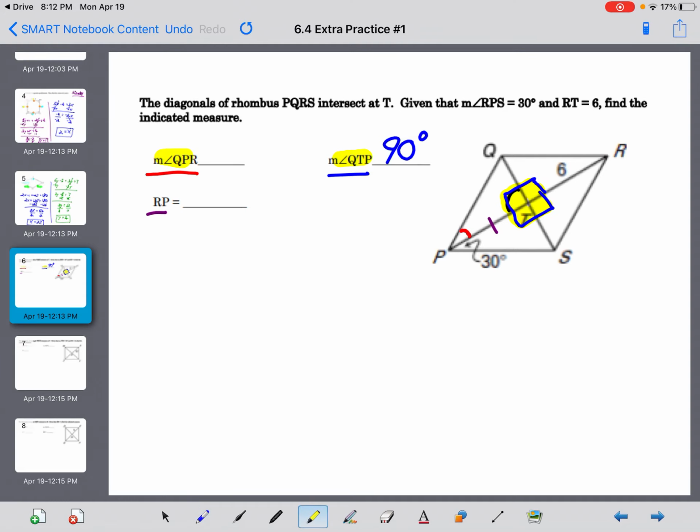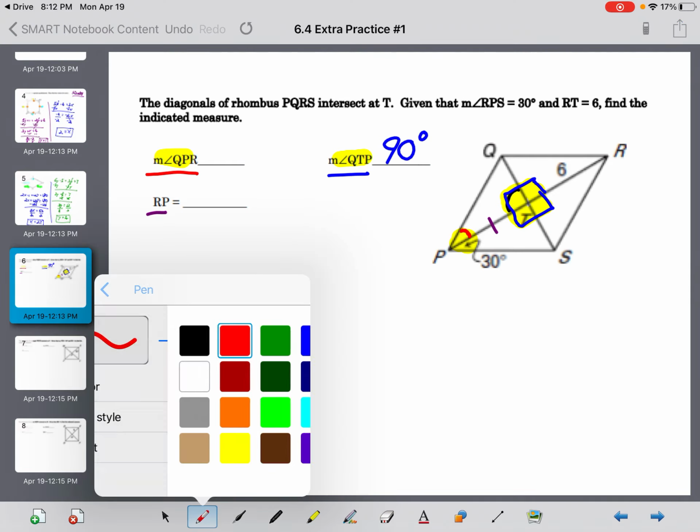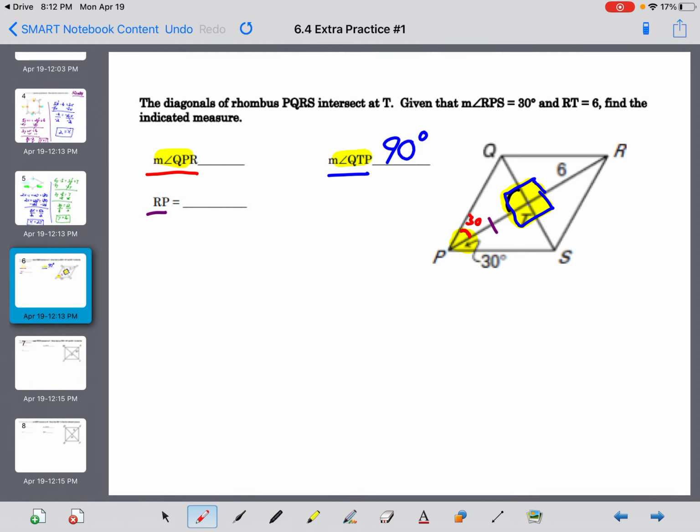We also said yesterday that the measure of any corner angle in a rhombus is bisected by its diagonal. So if one side is 30 degrees, then the other side also must be 30 degrees. And the length of RP, well, we have our diagonal, right? They're bisecting each other. So if one half of this side is 6, the other must also be 6.